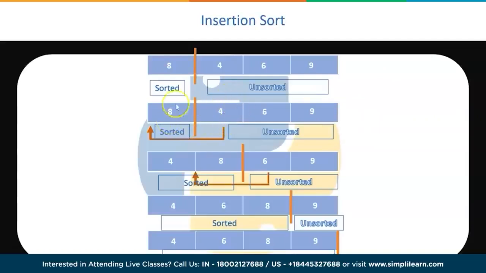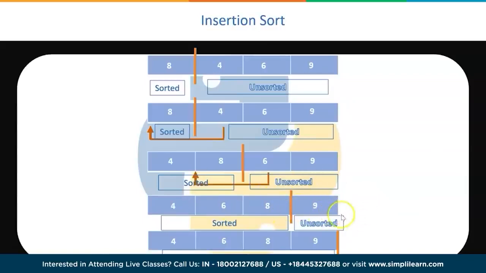Now 4 is smaller than 8. We will put it before 8 and now we have a sorted list of 4 and 8 and an unsorted list of 6 and 9. Now in the next iteration, we will compare 6 with 8. If 6 is smaller than 8, we will insert it before 8. And also we will compare 6 with 4, but now 6 is greater than 4, we will not swap it. Now my list is 4, 6, 8, 9 and 4, 6, 8 is sorted and 9 is unsorted.